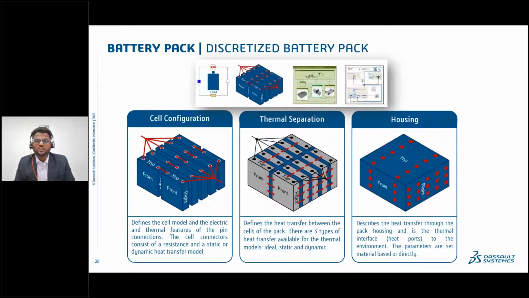Within thermal separation, you can define the heat transfer properties between the different cells, whether it is ideal, static, or dynamic heat transfer. Further, you can also define the housing heat transfer parameters through different heat ports which are already present. These can be either material based or direct, but the user has the capability of defining these properties of heat transfer for the housing block as well.